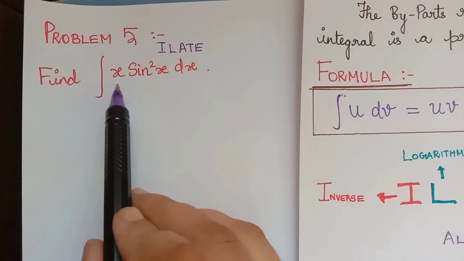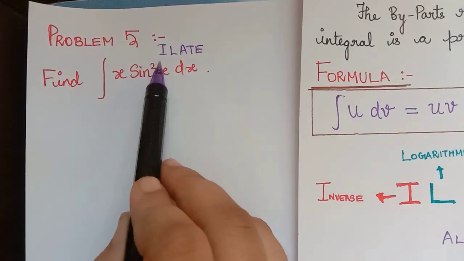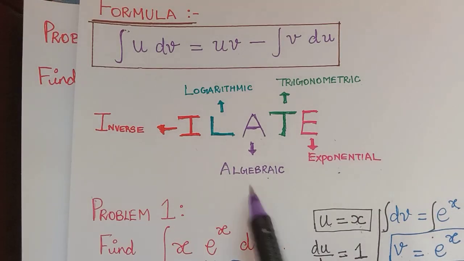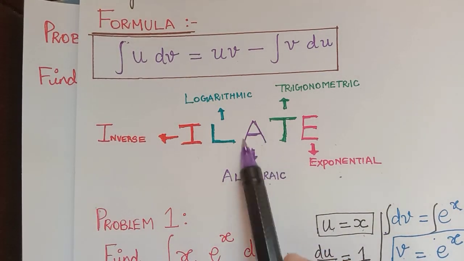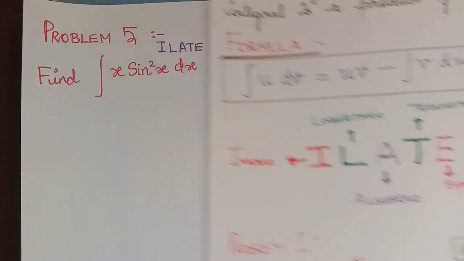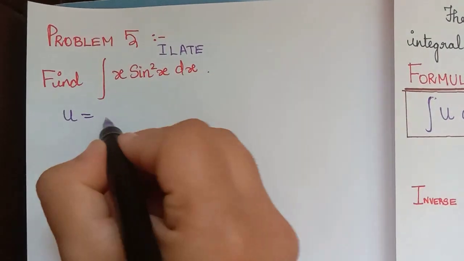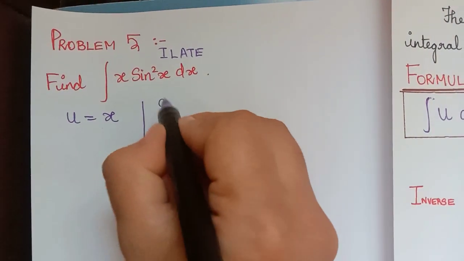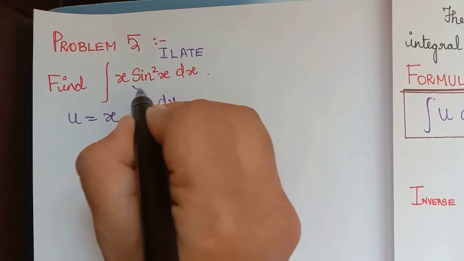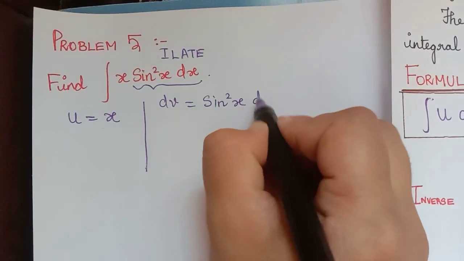So now if you see here, the two functions here are, one is algebraic, the other one is trigonometric. So as per this we have to make the choice of u as algebraic because algebraic appears first. So the choice of u will be equal to this x, and after that we have to make the choice of dv, which is equal to the remaining, that is this. So sine squared x dx.